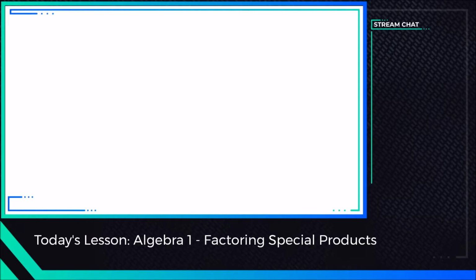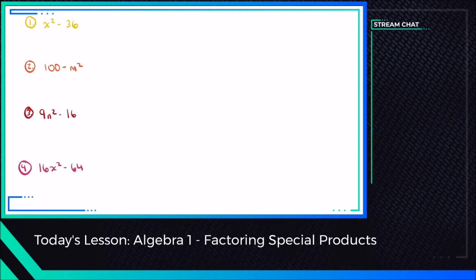So we're going to do a whole slew of problems. Number 1 is going to be x squared minus 36. Number 2 is going to be 100 minus m squared. Number 3 is going to be 9n squared minus 16. And number 4 is going to be 16x squared minus 64. All right, so let's go through each one of those.